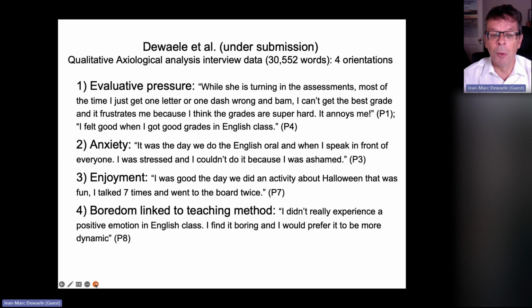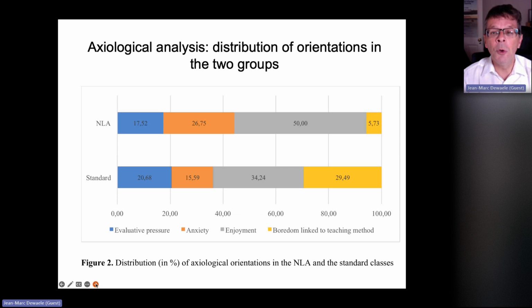It's boring. I would prefer it to be more dynamic. So when we looked at the distribution of the different orientations in the two groups, you see at the top the neurolinguistic approach. These were the people with 50% of their comments about enjoyment, very little about boredom, whereas with the standard approach, you see there was only a third of the comments about enjoyment, and almost 30% was about how bored they had felt in their first year English class.